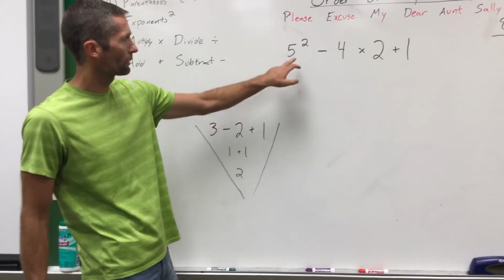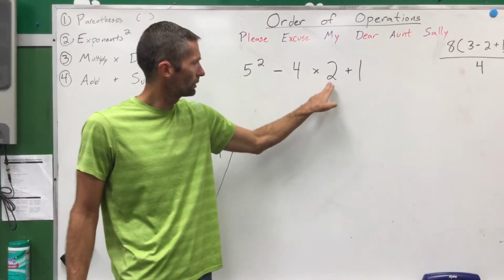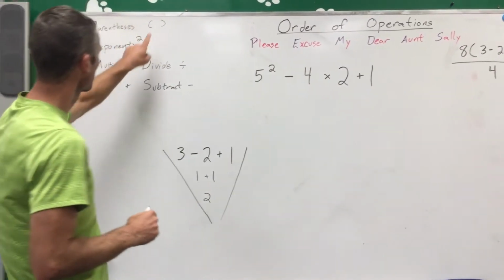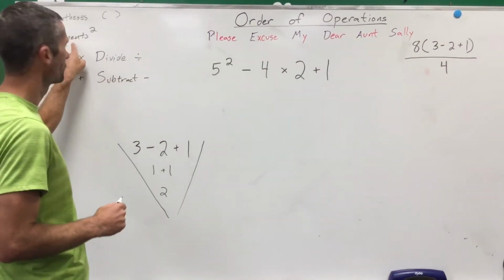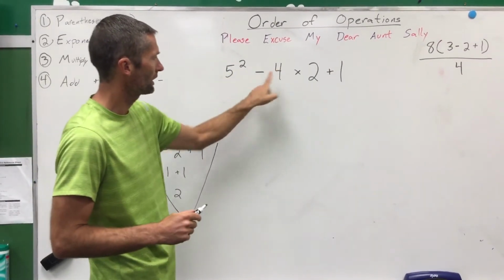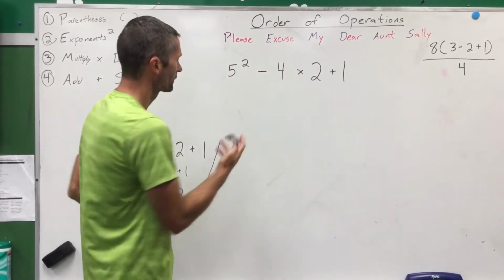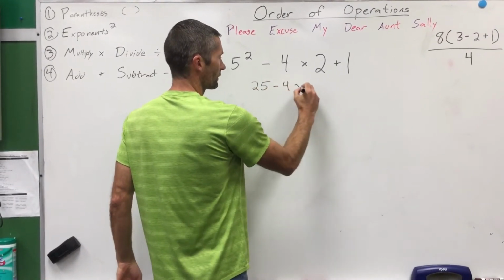Okay, write this problem. 5 squared minus 4 times 2 plus 1. The first thing we do is we look for parentheses. There are none. Next thing we do is we look for exponents. We have an exponent here. So this will be our first of 4 operations. 5 squared is 25. Do write each and every step.